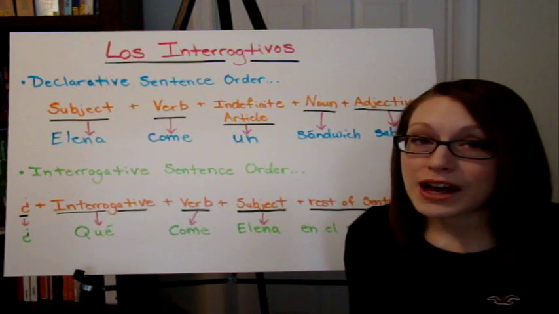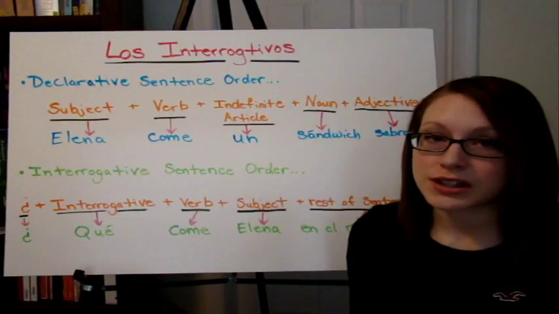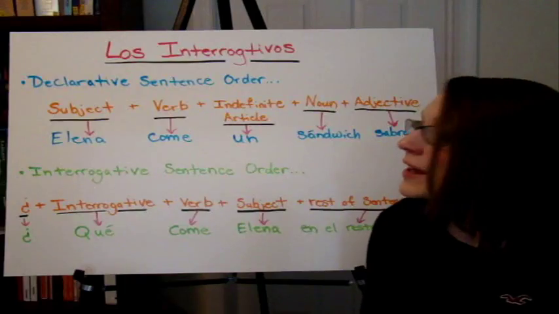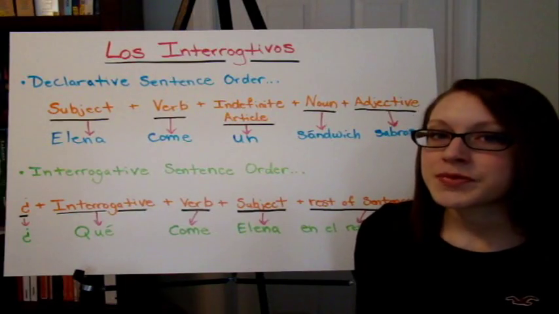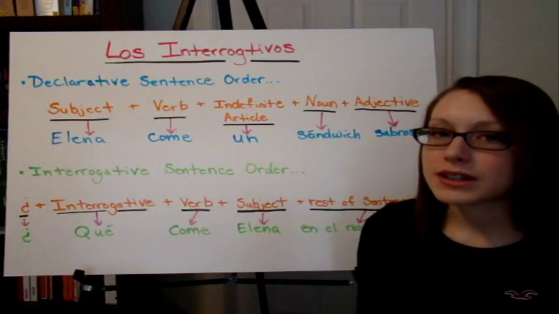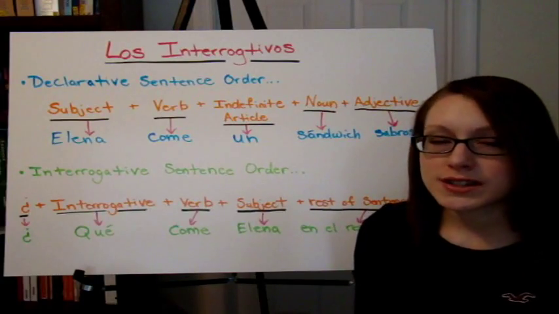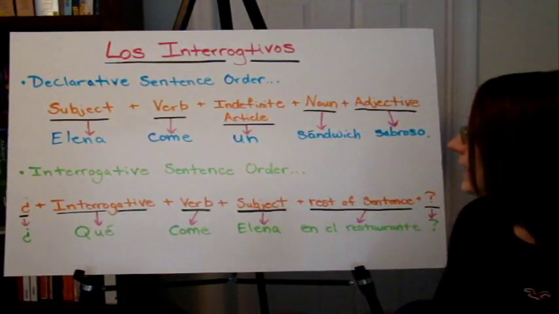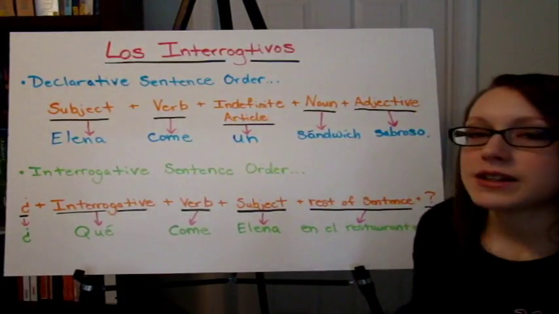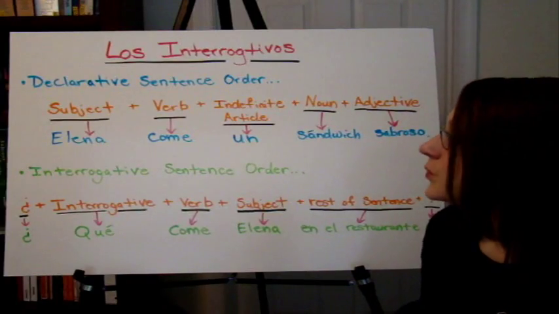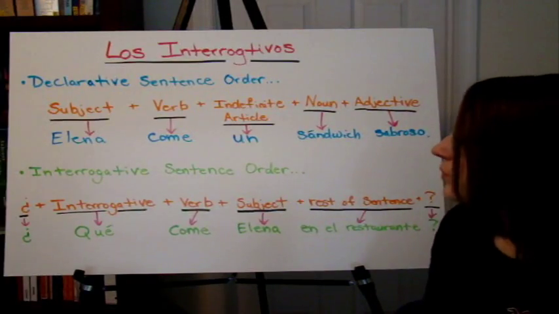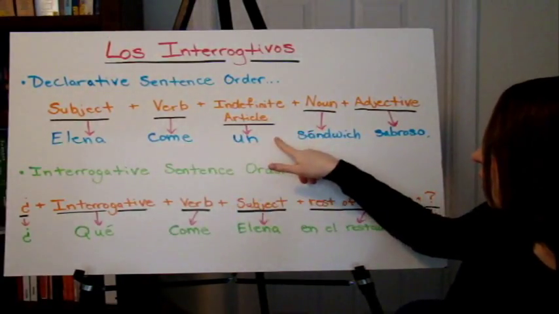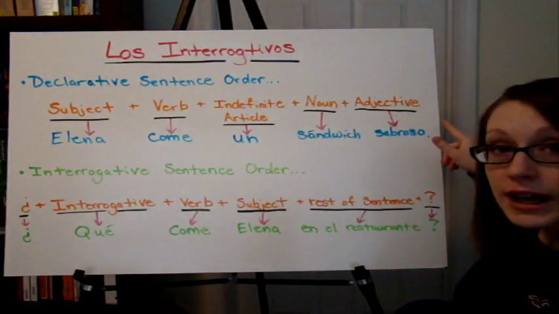Okay, now that we know how to use each interrogative and how to tell the difference between the different whats and different wheres and all of that, now we can start to form sentences. We first learn how to form declarative sentences, which is the sentence just declaring something, stating a fact. For example, Elena come un sándwich sabroso. Elena is eating a tasty sandwich. In this sentence order, we had the subject, then the verb, the indefinite article, the noun, and then the adjective.